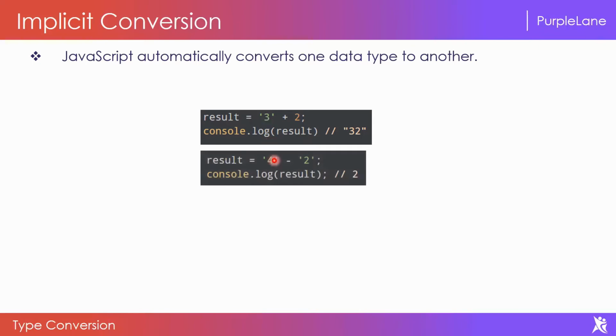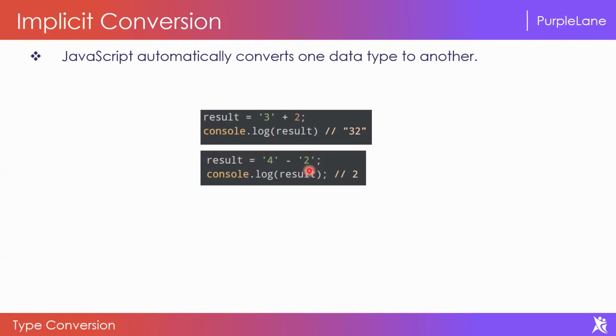For example, if you see this, result is '4' minus '2'. In this case, 4 is in string format, minus 2, which is also in string format. But the result is 2, which means it has converted 4 into a number and 2 into a number, and performed the minus operation, which is automatically done by your JavaScript engine. It's based on the statement. It will do the conversion, which is not in our control. So this is one disadvantage of implicit conversion.